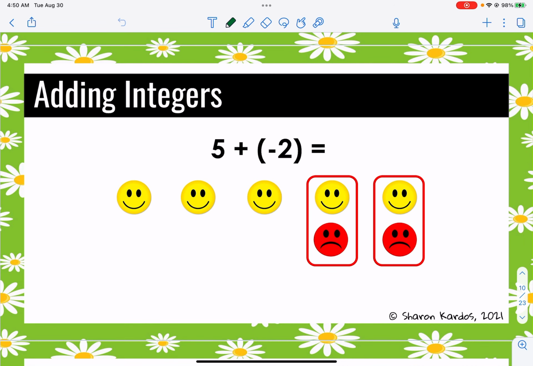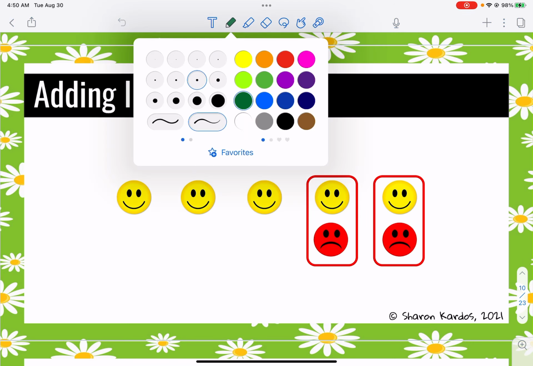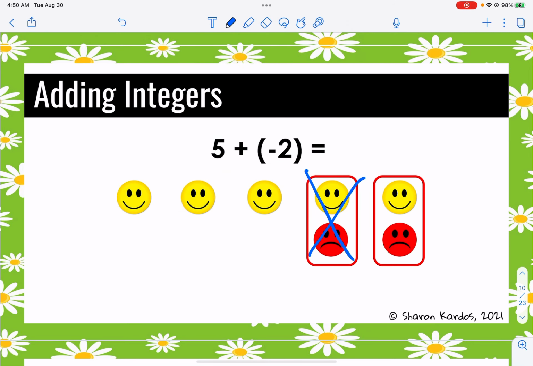Well, if I have 1 positive and 1 negative, they kind of cancel each other out. They make what we call a 0 pair. I like to say they left the party. So they left our party. They're gone because they make 0, and that leaves us with a positive 3 people at the party.